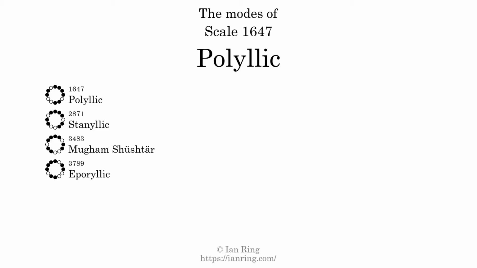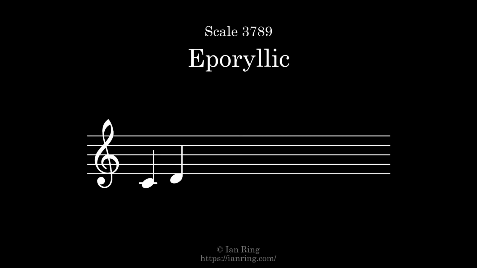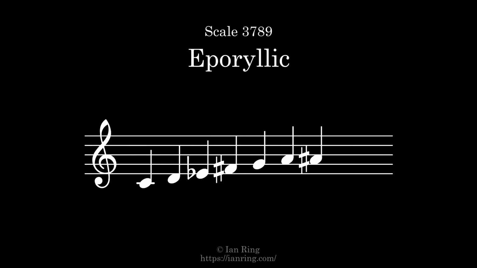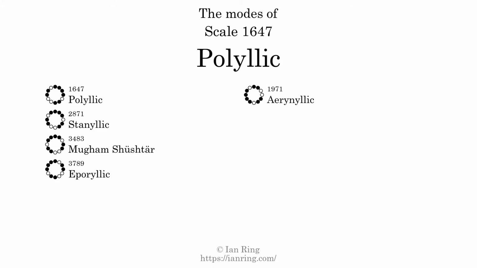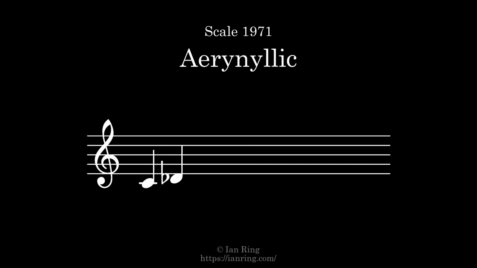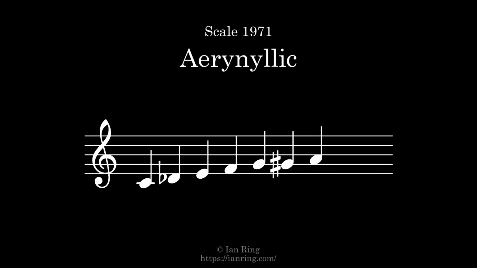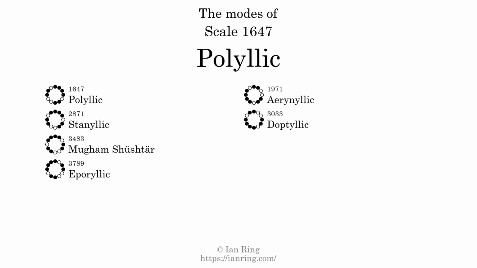The fourth mode is scale 3789, also known as epirilic. It sounds like this. The fifth mode is scale 1971, also known as arianilic. It sounds like this. The sixth mode is scale 3033, also known as doptilic. It sounds like this.